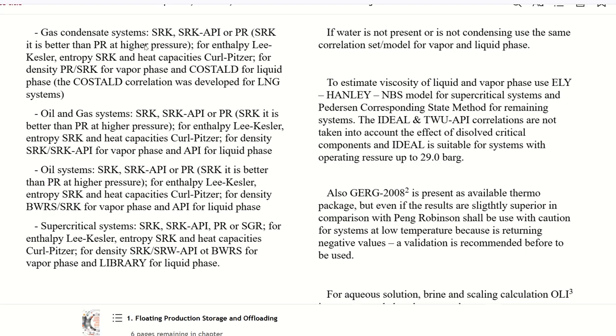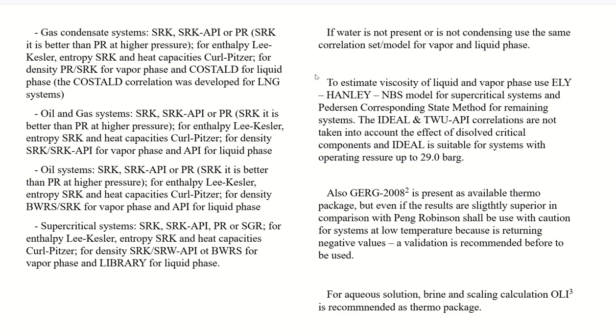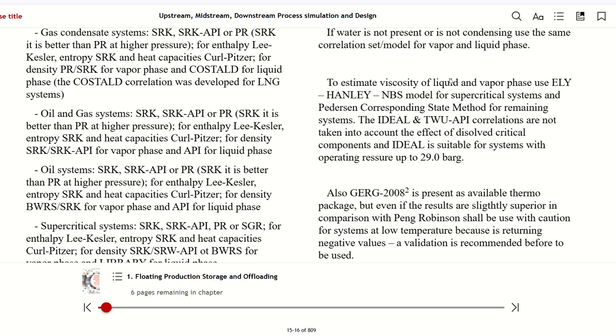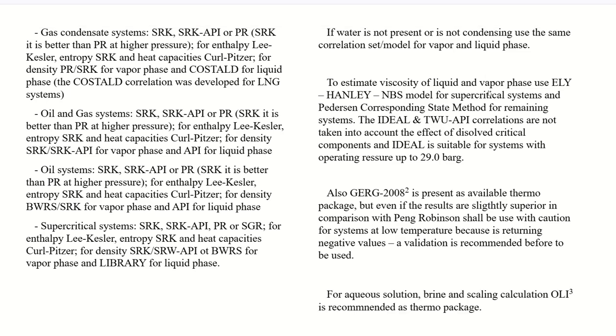This talks about different property packages when you are trying to develop the pseudo component: oil and gas system SRK, oil system SRK, supercritical SRK API. If water is not present, it is not condensing. Use the same correlation and model for vapor and liquid phase. To estimate viscosity of the liquid and vapor phase, use the ELI and Slade NBS model for the supercritical system and the Peterson corresponding state method for the remaining systems. The identical TBU API correlations are not taken into account. Effect of dissolved components is ideal for systems with an operating pressure of 29 bar gauge.